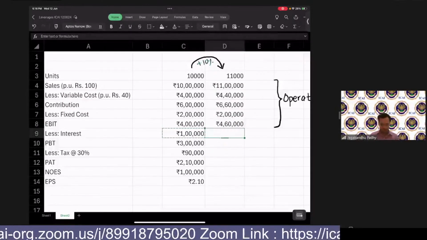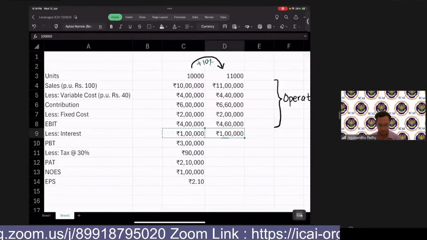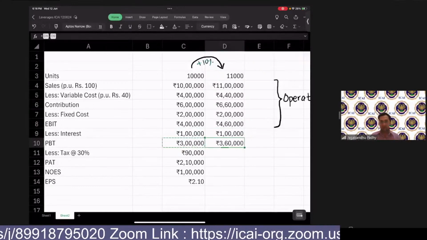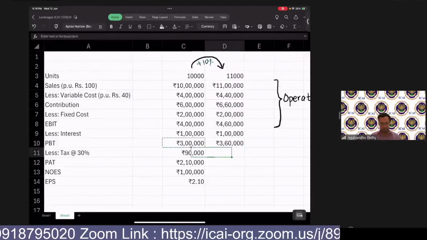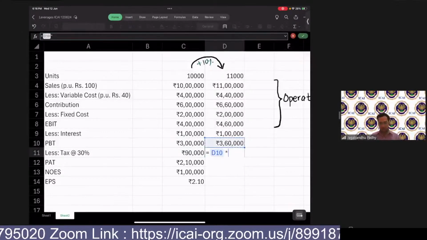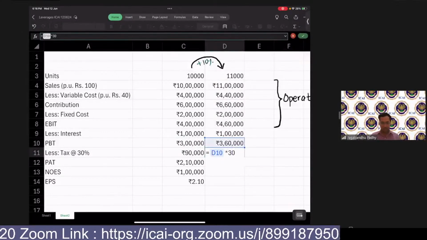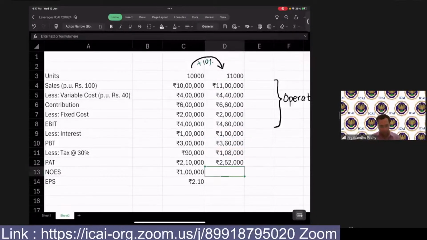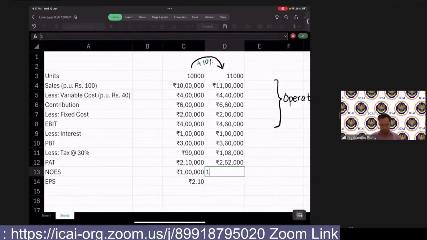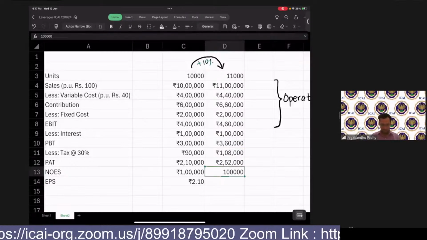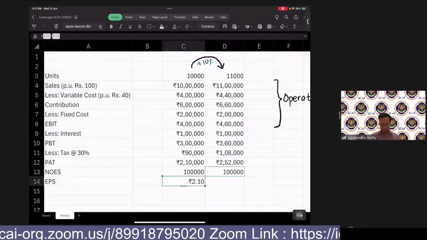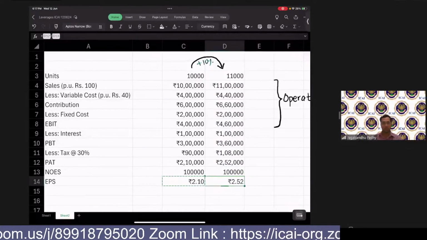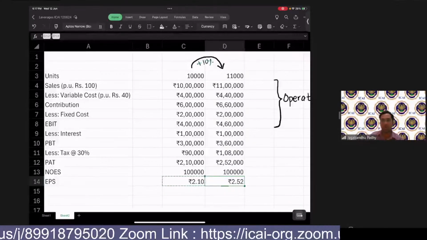Interest won't change because interest is again a fixed cost. Profit before tax will be 3 lakh 60,000. And now the tax is going to be 30% of 3 lakh 60,000. We get a profit after tax. Number of equity shares remain the same, 1 lakh. So now the EPS will be 0.5.